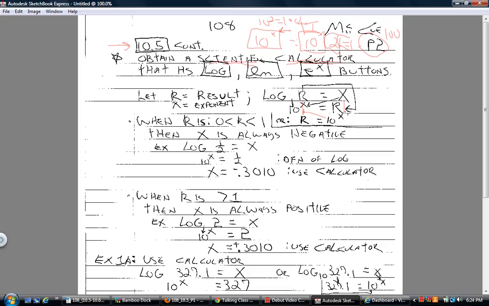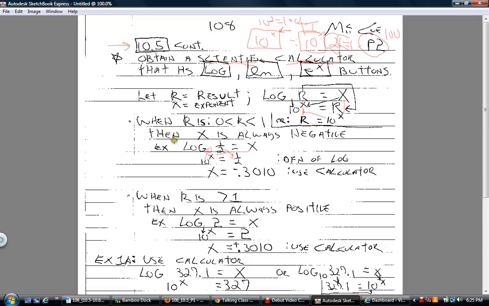Okay, so here's an example. What does this mean here? Look at log 1/2 equals x. What does that mean? If you don't see a base, stick it in there. So it says log base 10. So here's 10 raised to the exponent x equals the result 1/2. Okay, and the good news is we're going to use your calculators to figure those out.